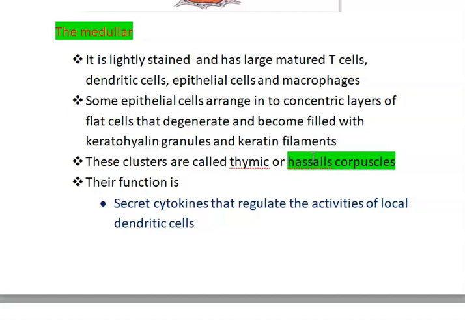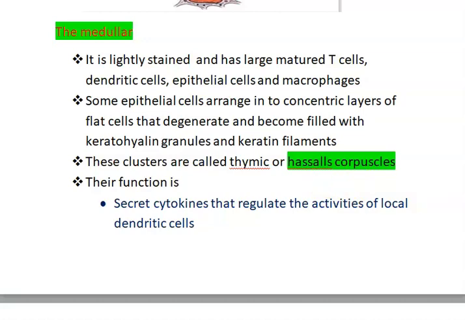I'm saying of these, some of the epithelial cells that will come together in the medulla there, some of the epithelial cells come together to group themselves and become flat cells, and they degenerate and come to have much of keratohyalin granules and much of keratin filaments. Now, this group of these epithelial cells, we call this cluster the thymic or the Hassall's corpuscle. The thymic corpuscle or Hassall's corpuscle.